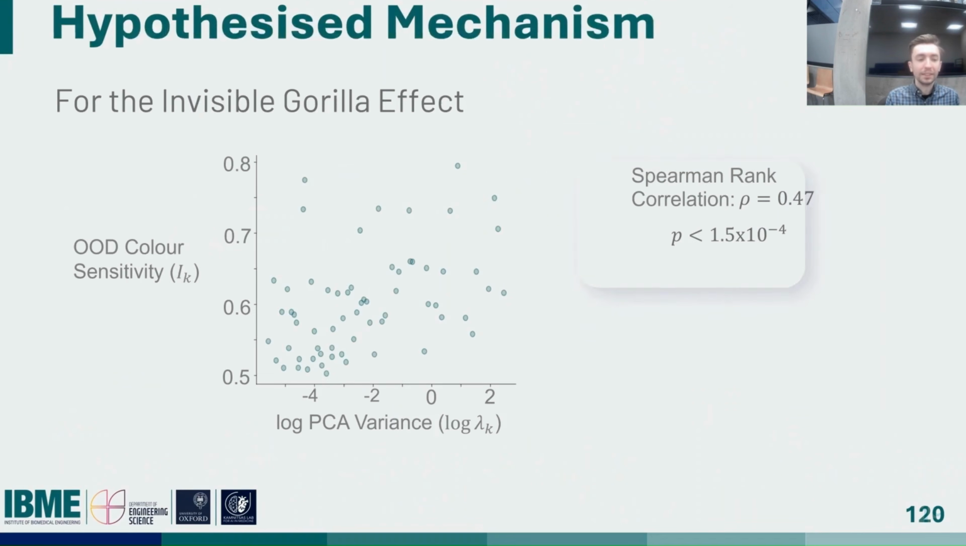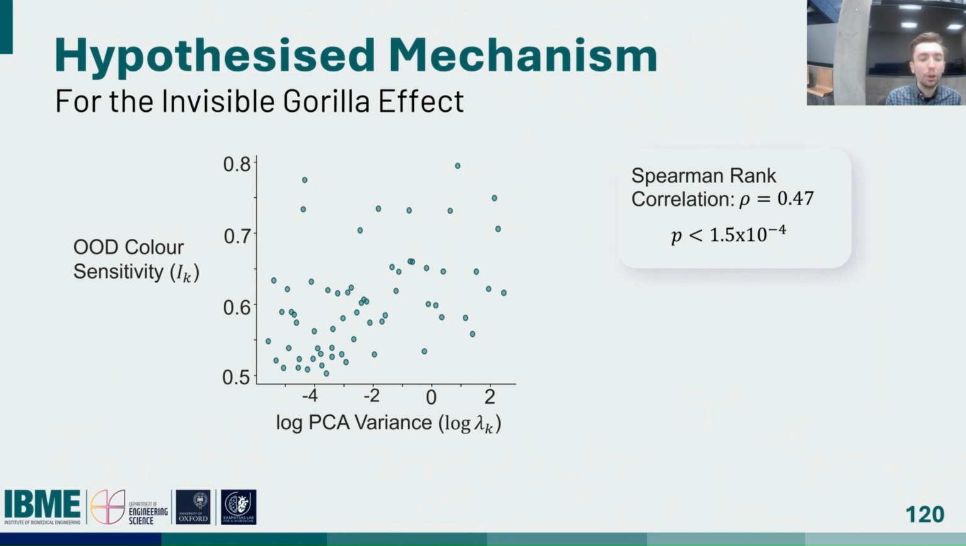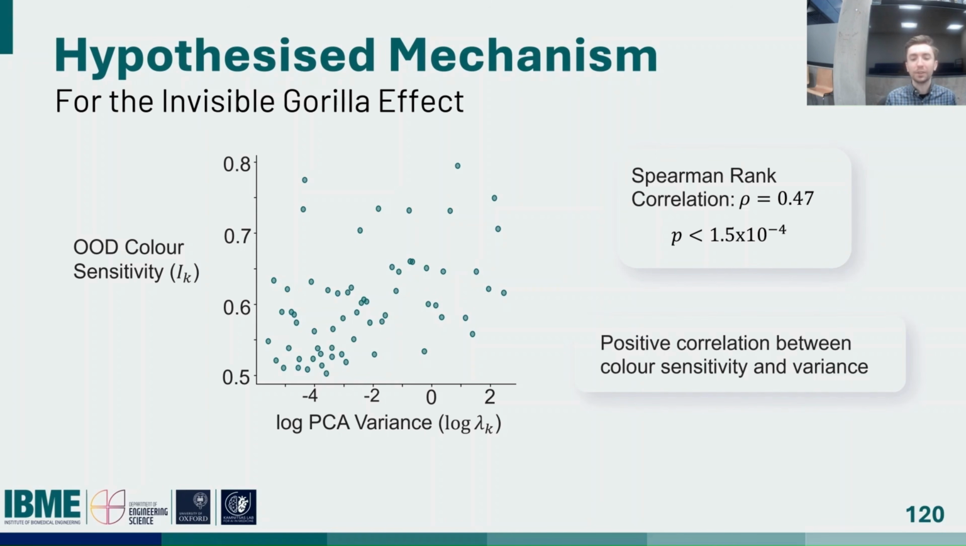So let's look at the results here. On the y-axis, we have our OOD color sensitivity. And on the x-axis here, we have the logarithm of the PCA variance. So these are the eigenvalues. What we find is the Spearman rank correlation is 0.47. So there's a positive correlation between the two. And we find that the p-value is 1.5 times 10 to the minus 4. This suggests that there is a positive correlation between the color sensitivity and the variance of the direction in the model's latent space.